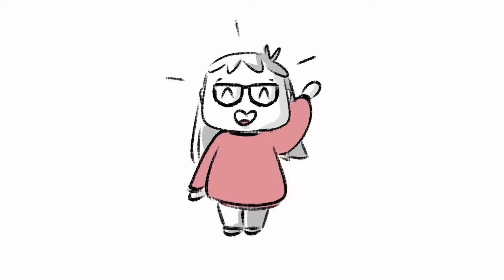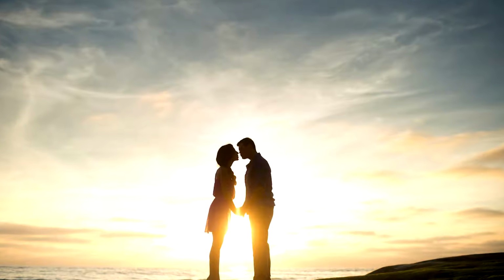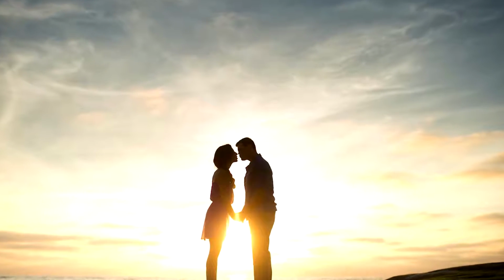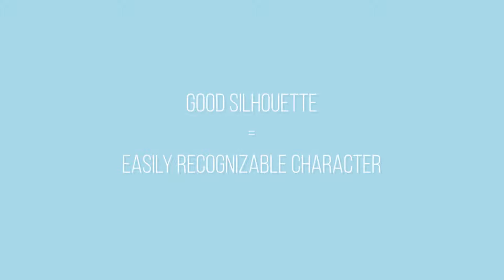Hello and welcome back. Now, one very important aspect of character design is to get a good and strong silhouette. The silhouette is a very dark shape and outline of a person or object visible against a very bright background. For example, those romantic photos taken against a setting sun, that's a silhouette. Now, the important thing about drawing the silhouette is that your character is very easily recognizable.